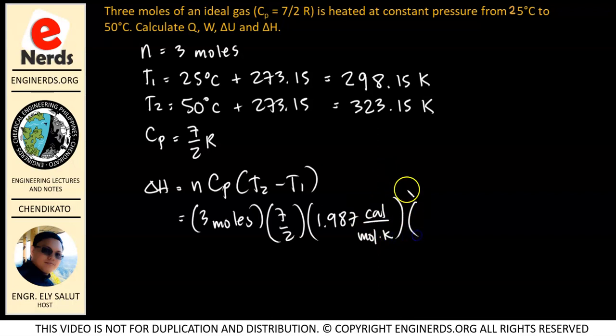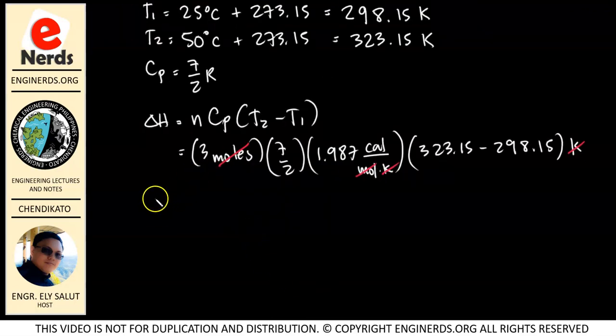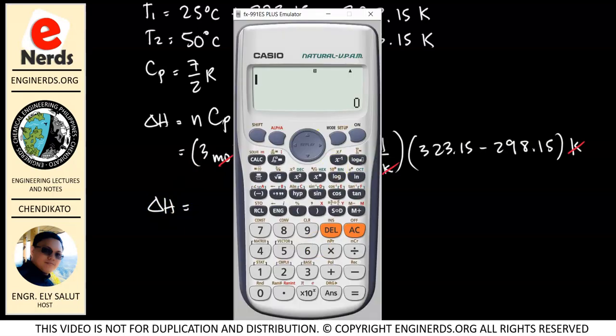And then for our delta T, we have 323.15 minus 298.15 Kelvin. So let us check first our units. As you can see, our number of moles will be cancelled out and the unit Kelvin will be cancelled out. So what is left to us here will be the unit calorie. Okay, so let us now calculate for the delta H. We could use our calculator here.